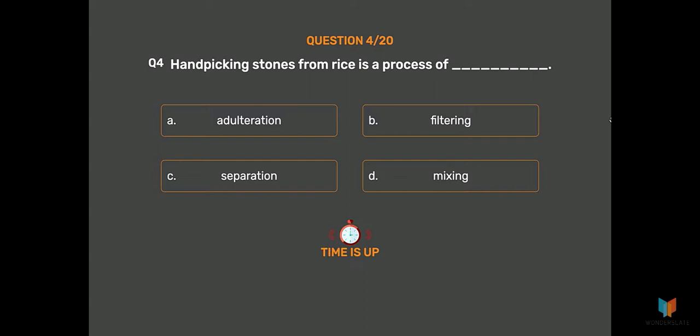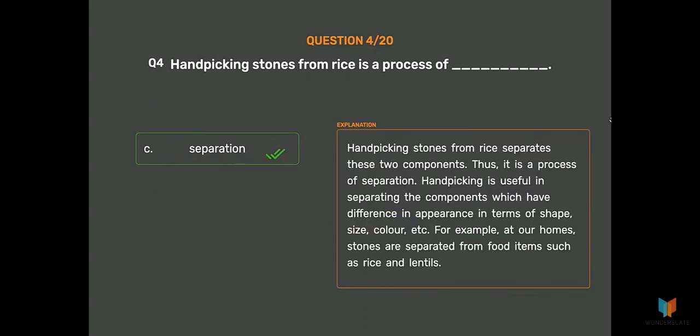The correct answer is option C. Separation. Hand picking stones from rice separates these two components. Thus, it is a process of separation. Hand picking is useful in separating the components which have difference in appearance in terms of shape, size, color, etc. For example, at our homes, stones are separated from food items such as rice and lentils.